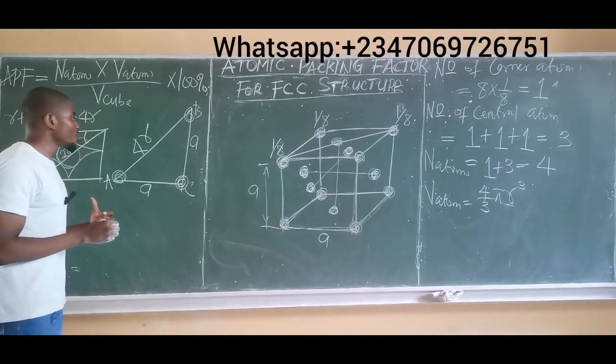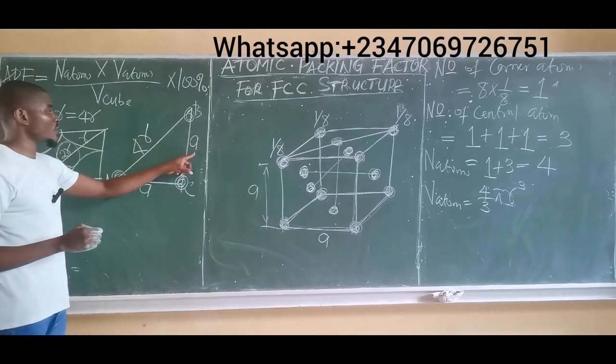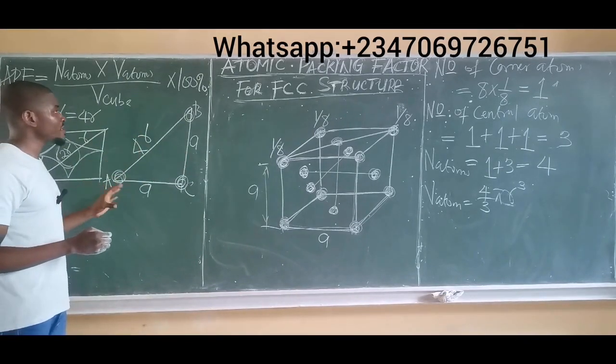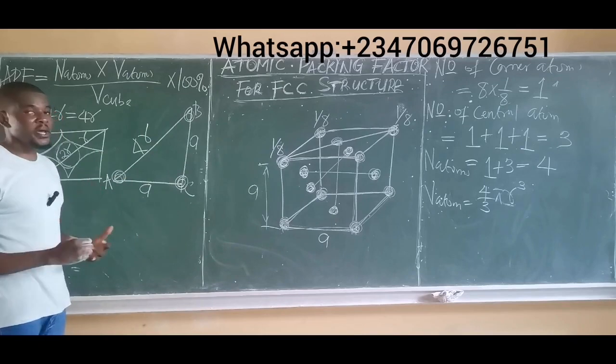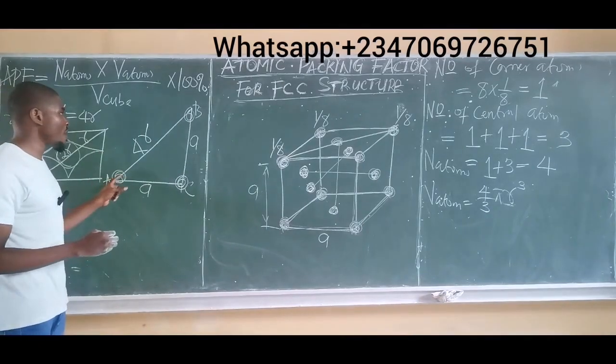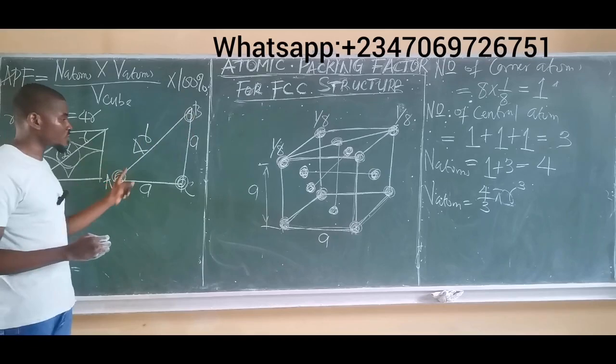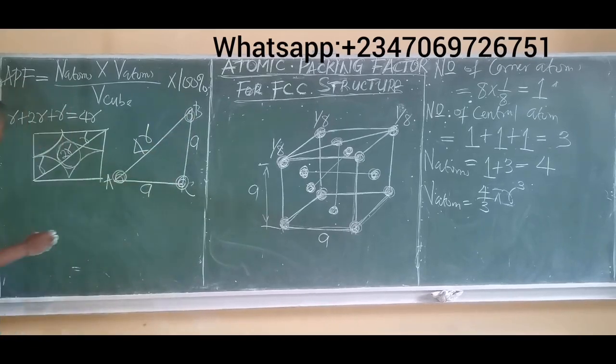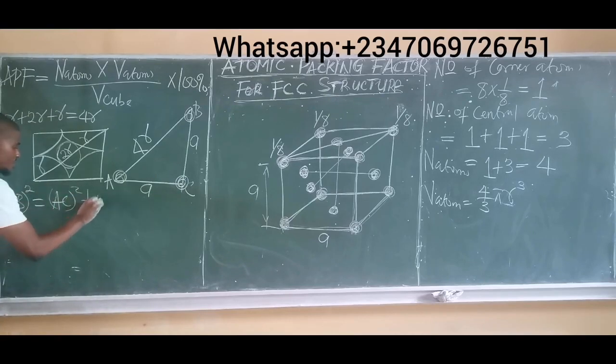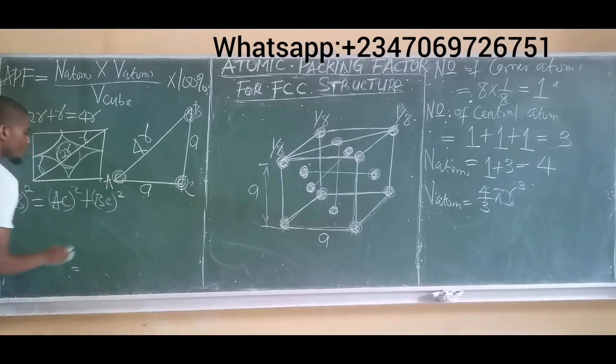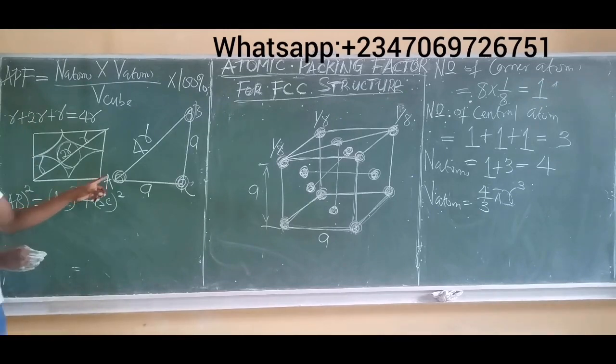Now, we want to find the relationship between this lattice constant and the radius. Since this is a triangle, we are going to employ Pythagoras theorem. The square of the hypotenuse arm is equal to the sum of the squares of the two adjacent arms. So we have AB squared equal to AC squared plus BC squared. What then is AB? Remember, AB is 4r. So in place of AB squared, we have (4r)².